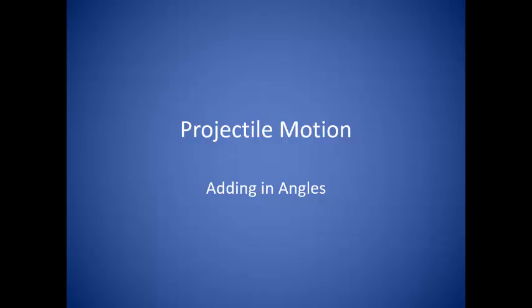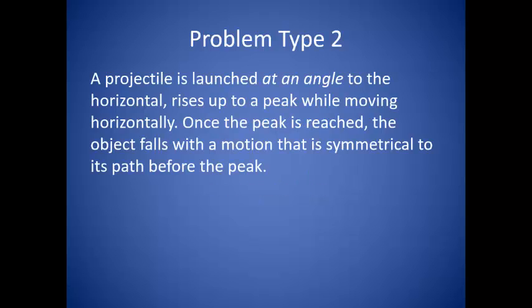Projectile motion is simply the motion of an object that has been launched into the air. Now we want to look at the situation where an object starts out at some angle. When a projectile is launched at an angle, we just mean that it is not starting out moving horizontally with respect to our reference surface.